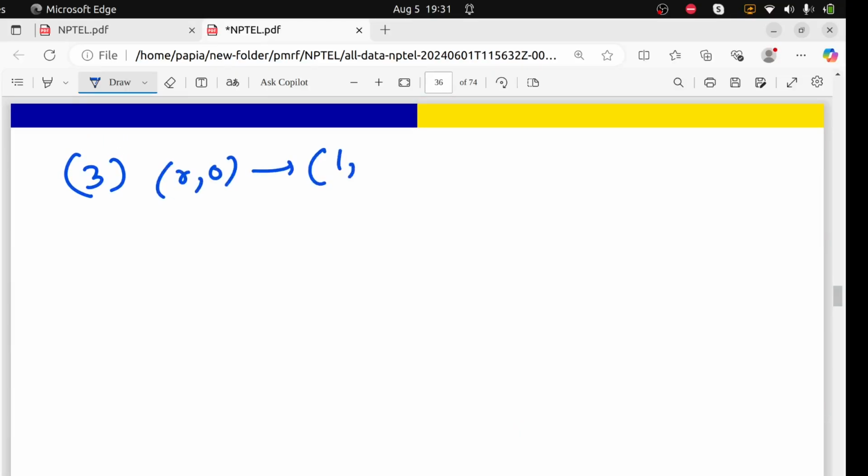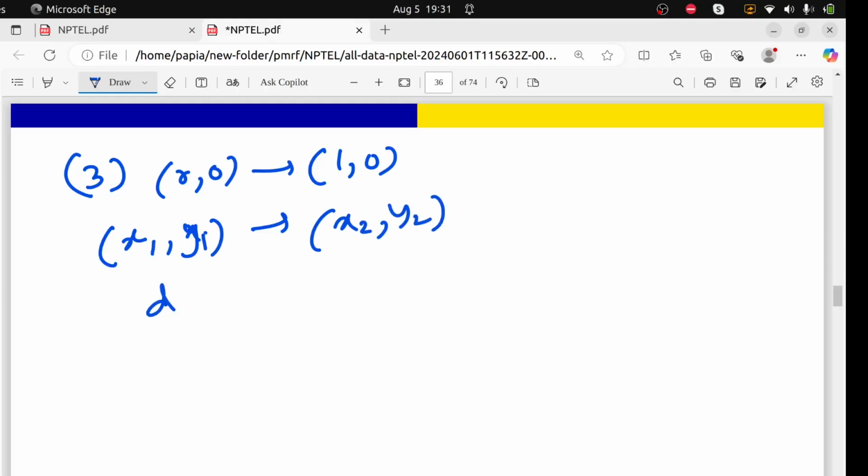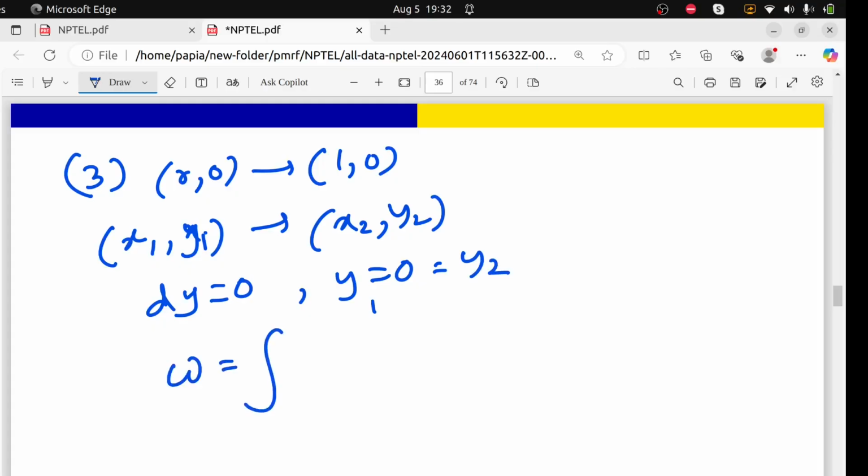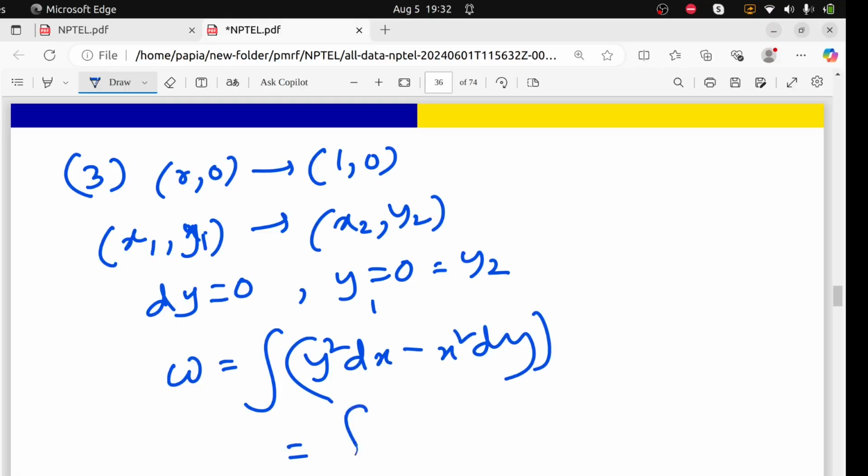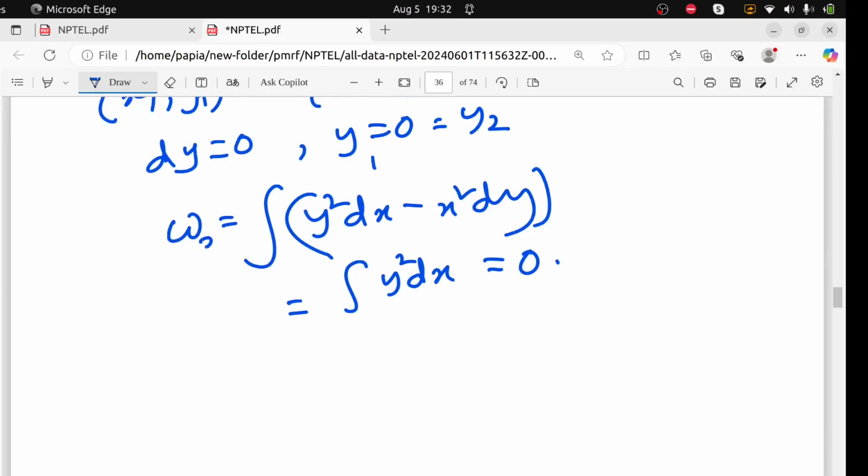0, 0 to 1, 0. Here x1, y1, x2, y2. dy is 0 and y is also 0. y1 equals y2. So w equals y square dx minus x square dy. Then as dy equals 0, it will be y square dx, and y is also 0, so it will be 0. Now we can see that w1 is 0, w2 is 1, and w3 is 0.